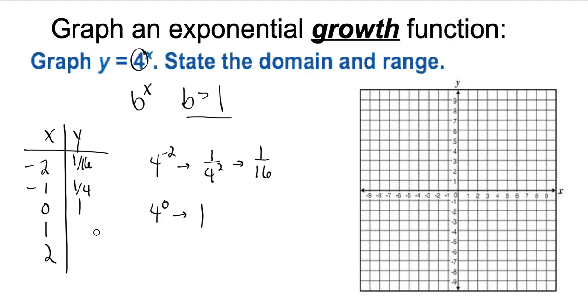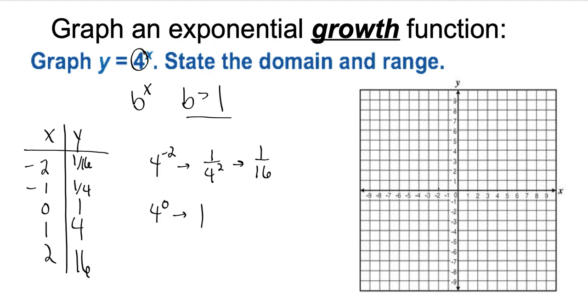And then this will be 4 to the 1, excuse me, which is just 4. This will be 4 squared, which is 16. And those 5 points should be adequate to graph our function. All right, so if you don't know the decimal for 1/16, that's fine. Just know that it's a little bit above 0.